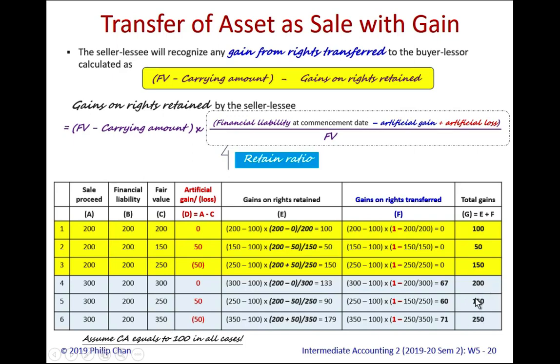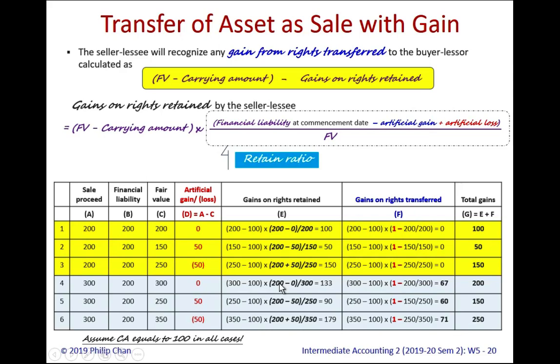Let's then also compute the artificial gains and losses. Remember, artificial gains and losses compare sales with fair value. So for number 4, nothing. Number 5, 50. Number 6, 300 minus 350, 50 loss. Okay, let's apply the formula. The total gain is in fact what? Fair value minus CA. First one, 300 minus 100. Then number 5, 250 minus 100. Number 6, 350 minus 100.